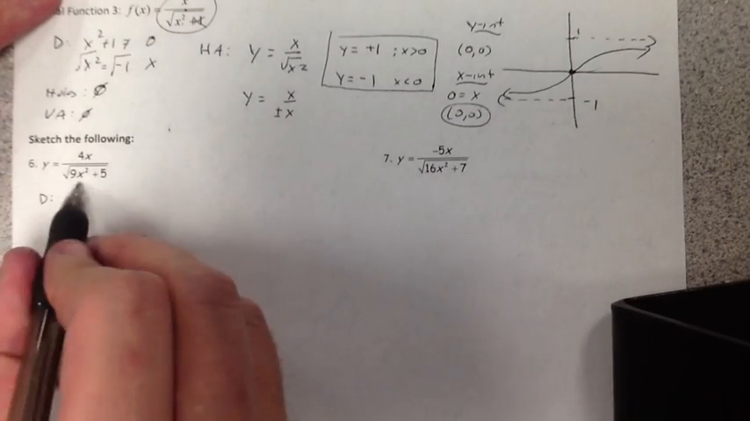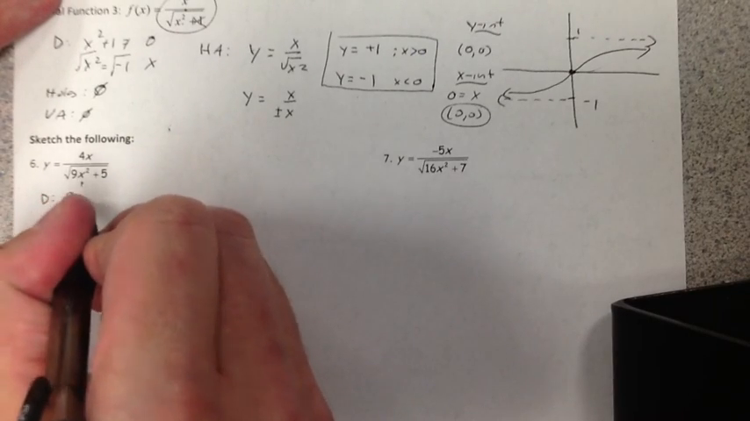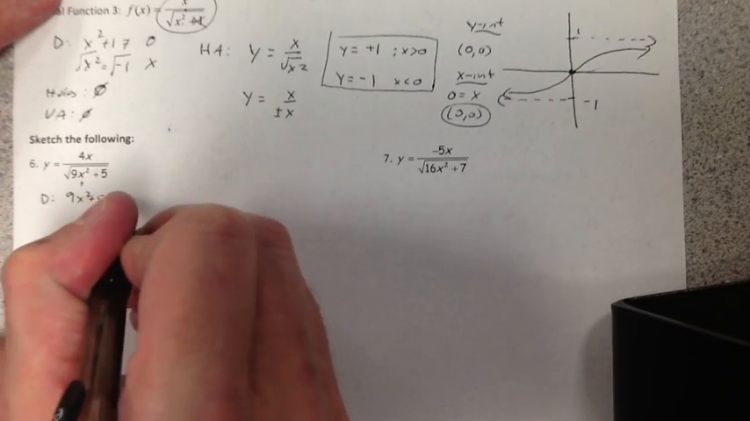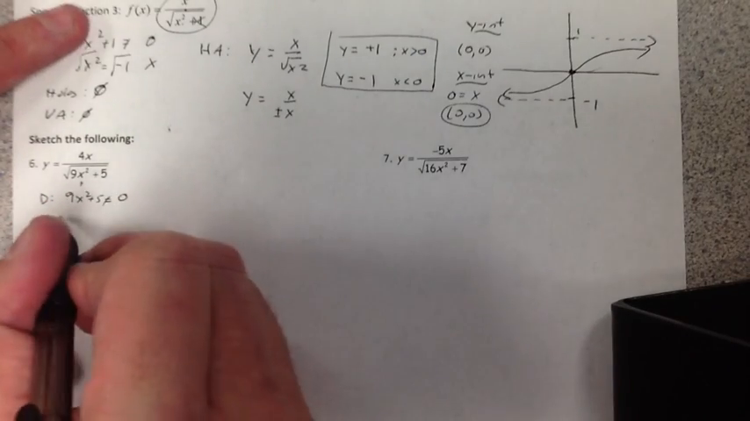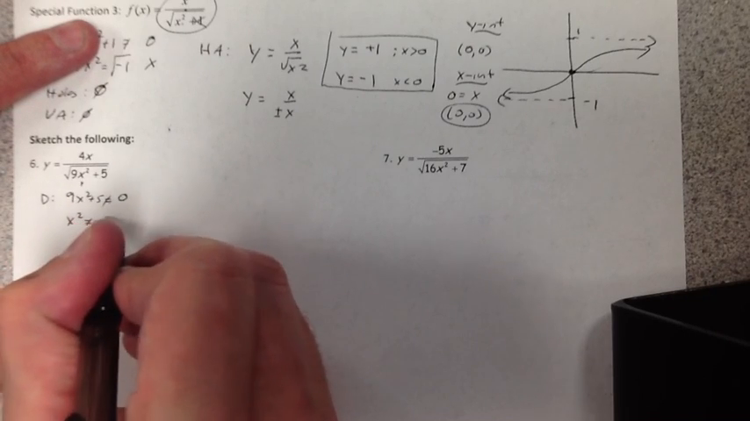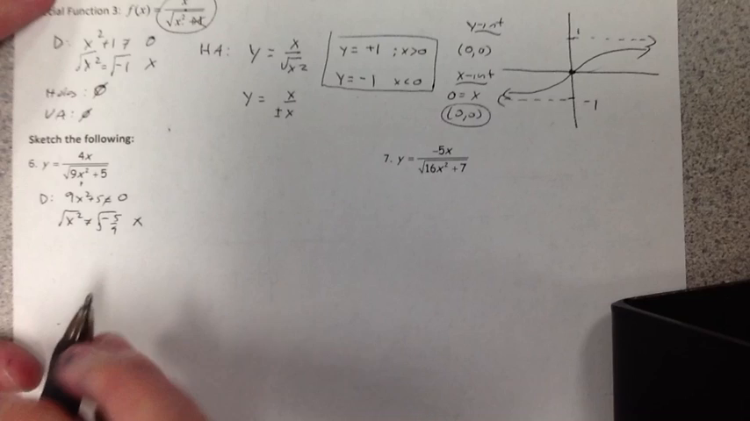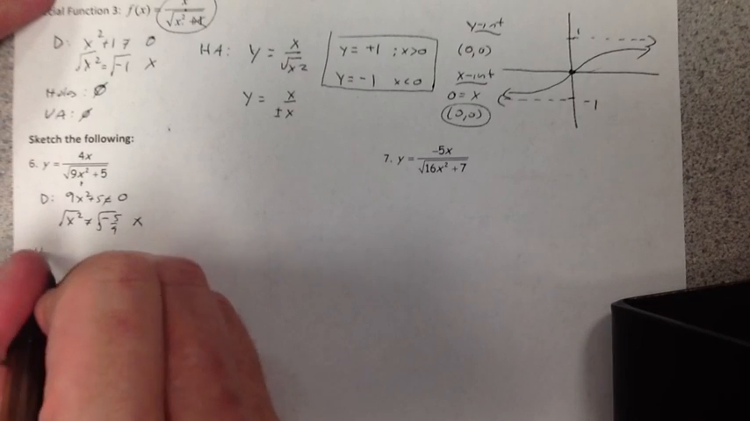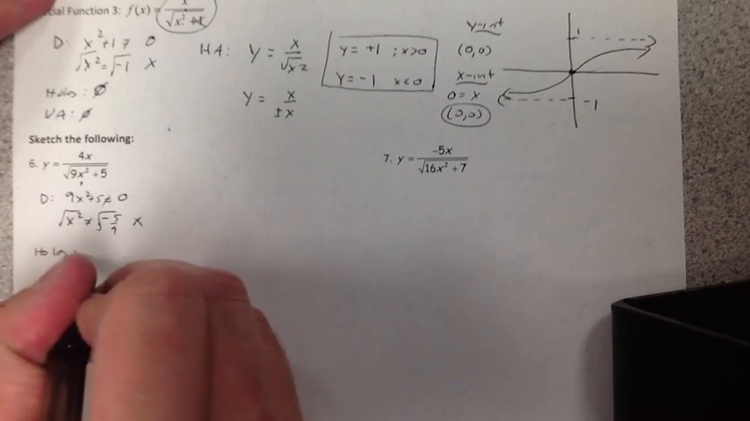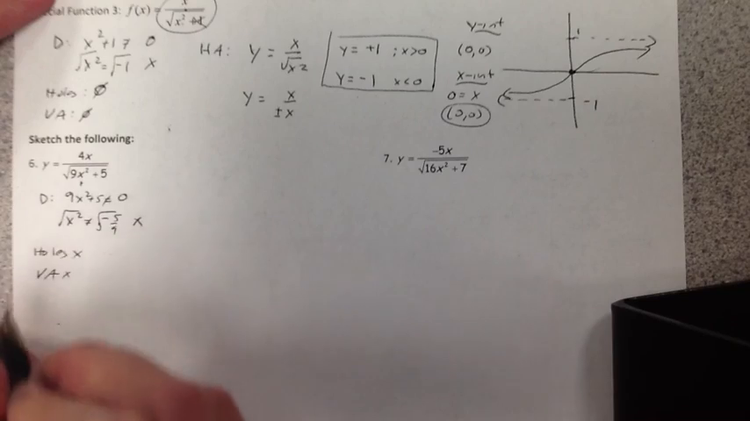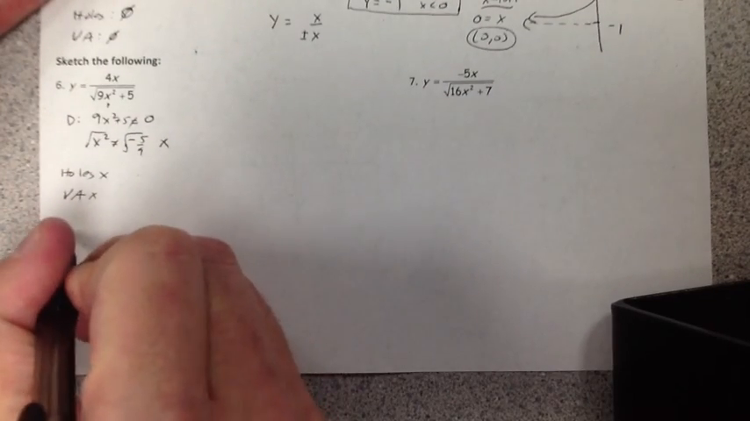Okay, to get the domain, take that 9x squared plus 5 and set it not equal to 0. We would get x squared not equal to -5 over 9. And since we can't take the square root of a negative, there are no domain restrictions. So that means no holes and no vertical asymptotes, but this time there will be a horizontal asymptote.